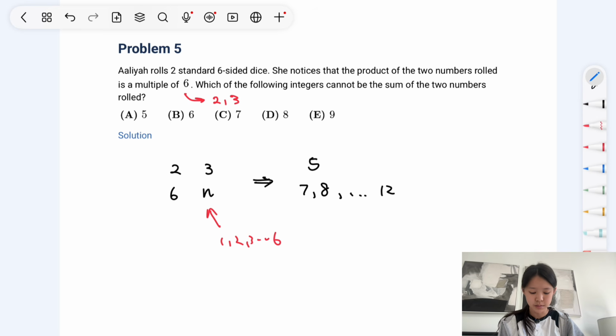So we can go back to our selections of answers and see. So 5 obviously is not correct. 7, 8, 9 are also all not correct. So we know that the final answer is B.